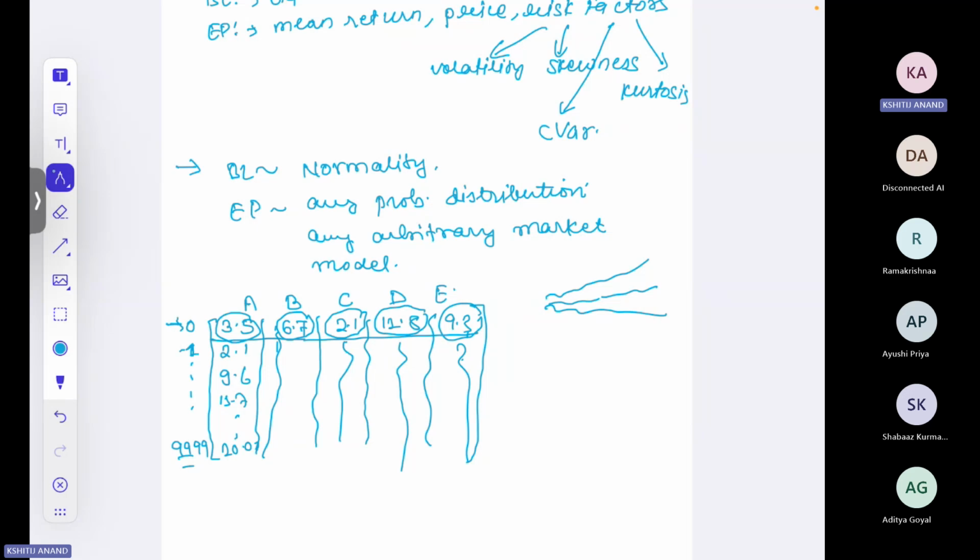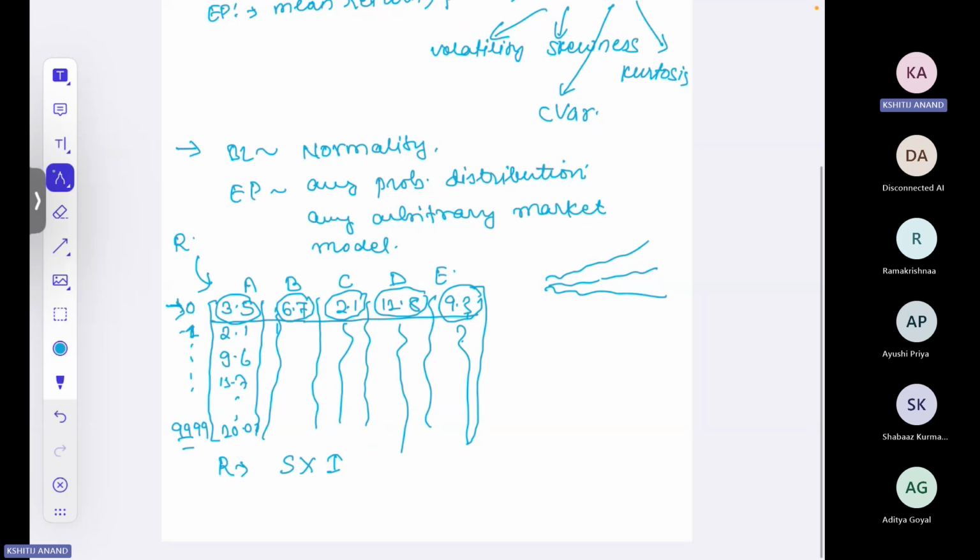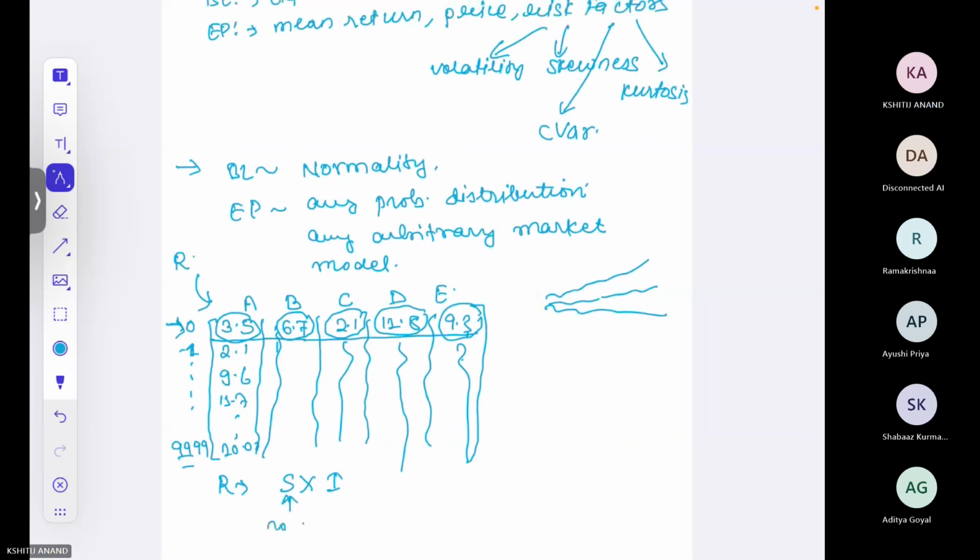Now remember, what is the size of the R matrix? The size of the R matrix will be S into I. What is S? S is the number of scenarios, and I is the number of assets. So the size of the R matrix is S into I.